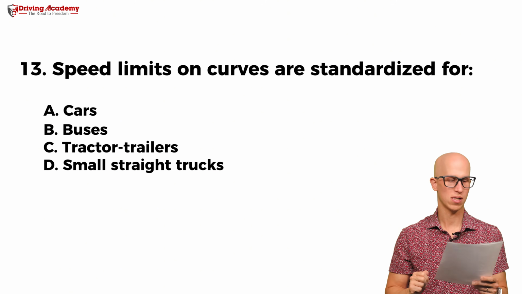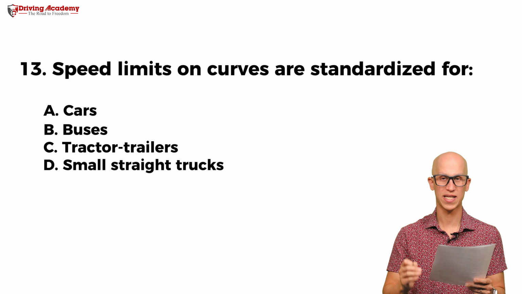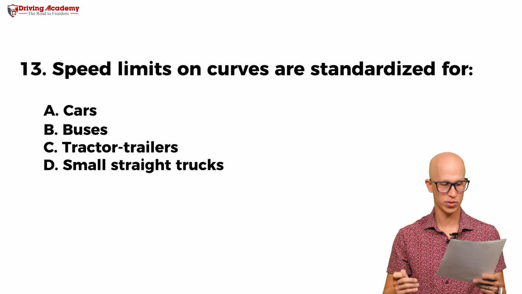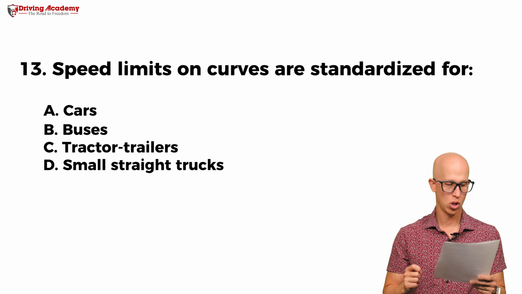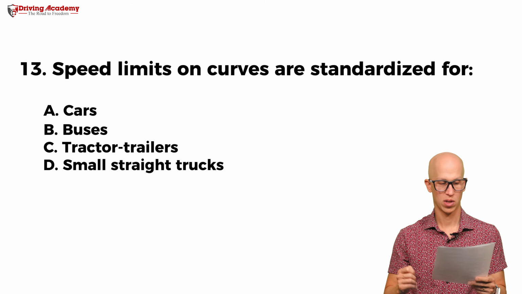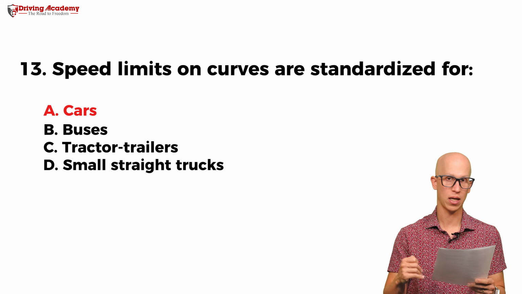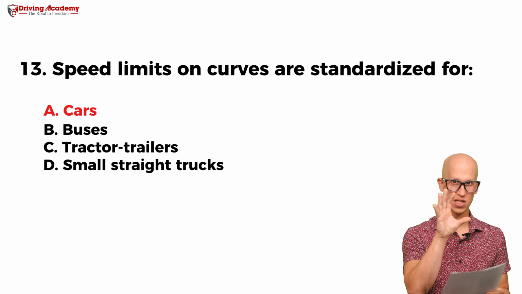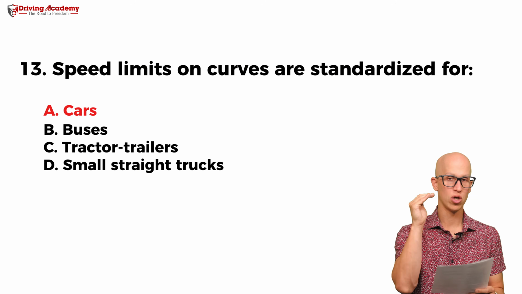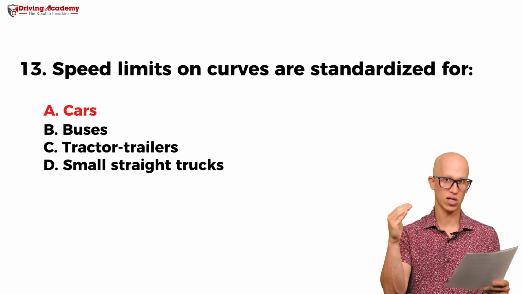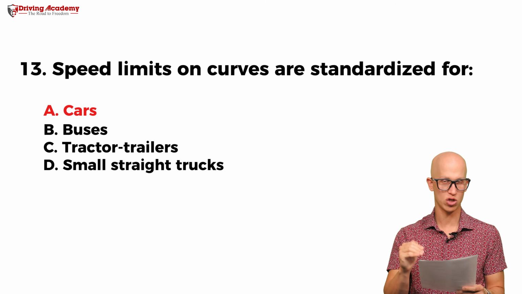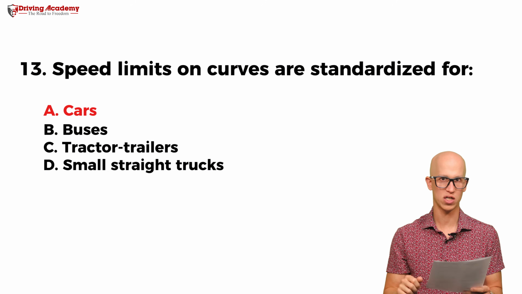All right, next question. Speed limits on curves are standardized for A, automobiles or cars, B, buses, C, tractor trailers, or D, small straight trucks? The correct answer here is going to be A, cars. So anytime you see a posted speed limit going on a curve, usually if you're driving a bus or a bigger tractor trailer, you should be going slower than that actual speed limit because that is built for cars specifically.